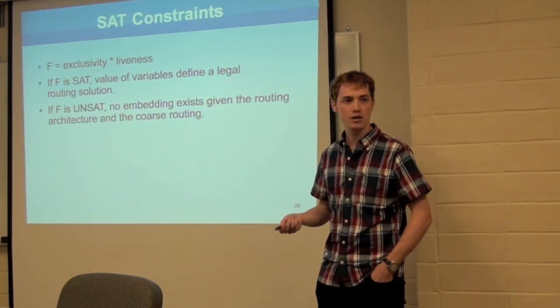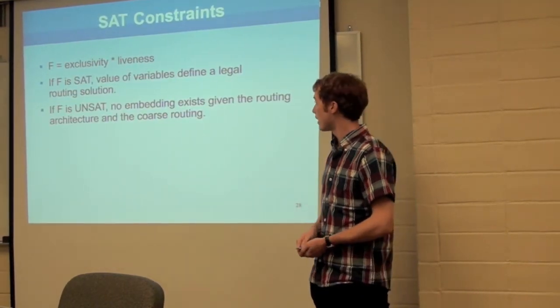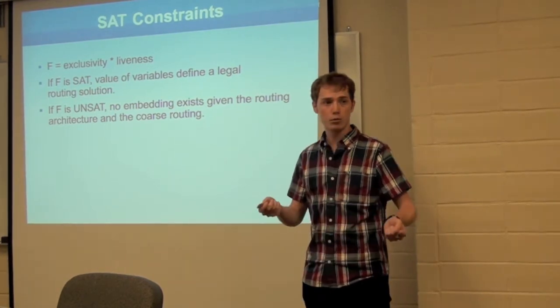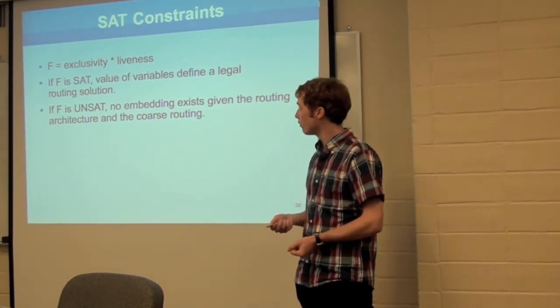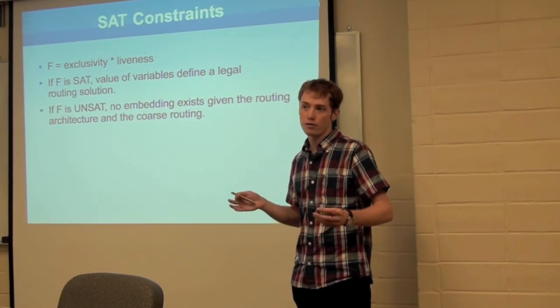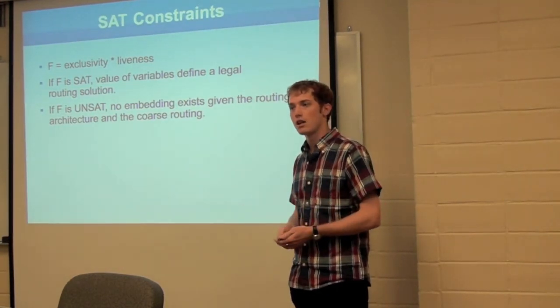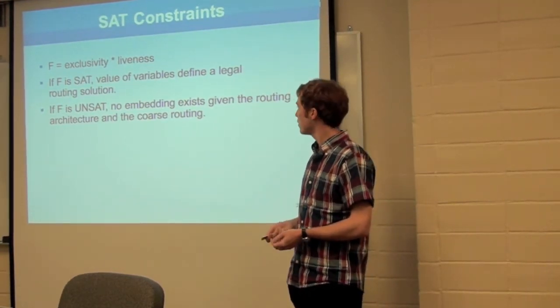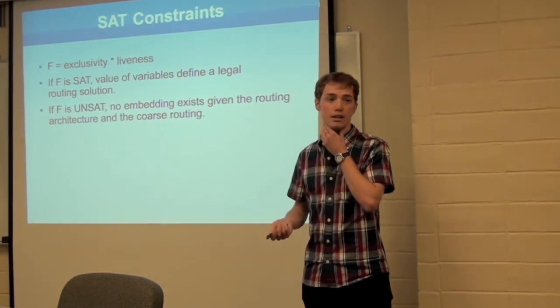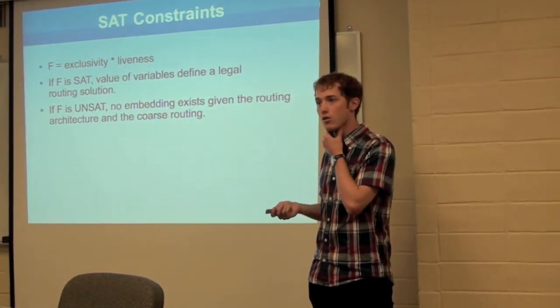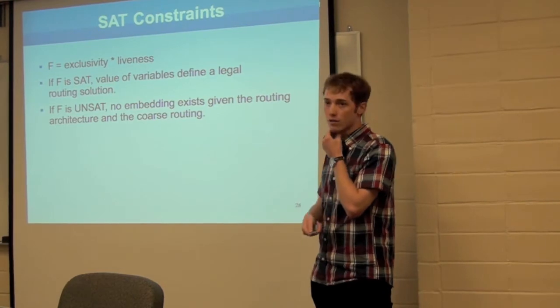So that's all for the constraints. And then if we AND them all together, we get an overall Boolean formula that we can solve. If it's solvable, if it's SAT, then we have a legal routing solution. And if it's unsat, then there's no embedding that exists, given the coarse routing that's been generated and given the routing architecture.